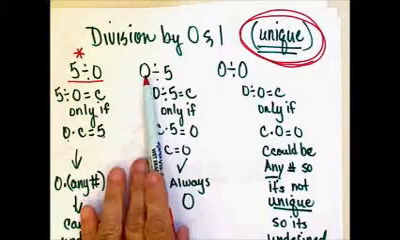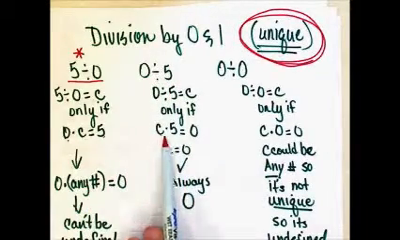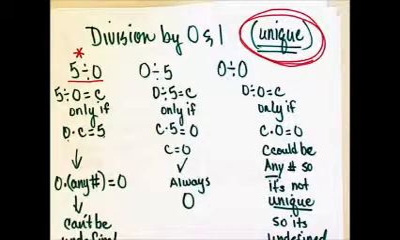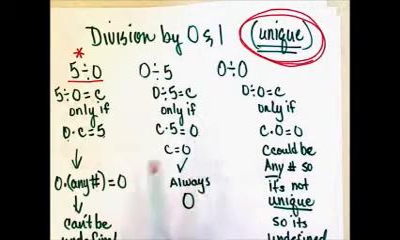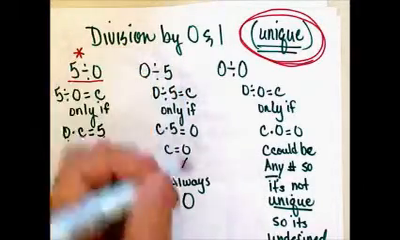Okay, now let's look at this one. I have 0 divided by 5, so the related multiplication fact would be some number times 5 is 0. So we know there's one unique number that can go there, and that would be the number 0, because 0 times 5 truly is 0. So anytime I take 0 and divide it by anything, I'll always get 0.